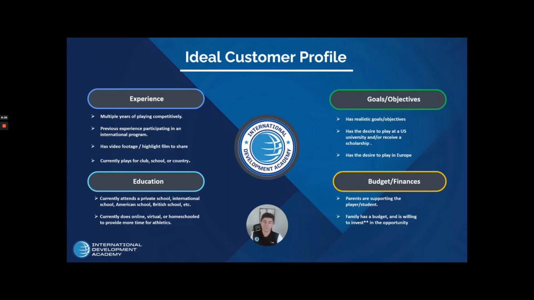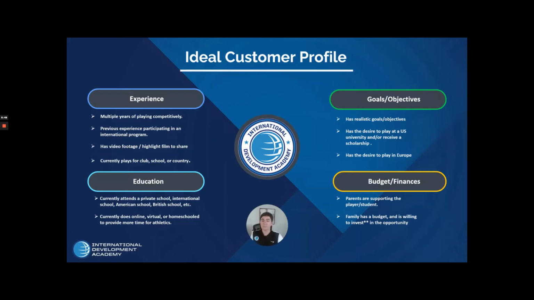Number two, look, the family has to have the budget. That's one thing, but even more importantly, the parents have to be willing to invest. They have to see the value. They have to be invested in this objective and this goal for the student. Or they may have the money, but they're never gonna make the investment. They're never really gonna support them. Okay, so they gotta have the budget. The parents have to be supporting them and willing to invest.